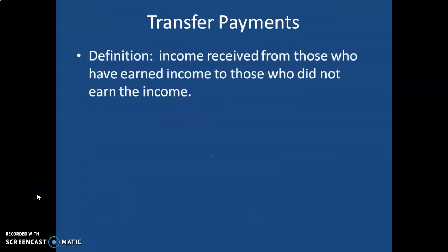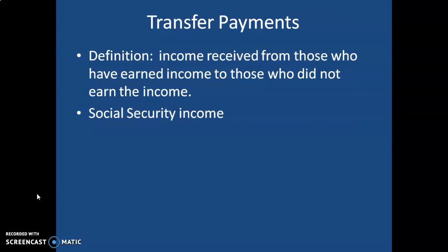Finally, I want to talk about transfer payments. Transfer payments are income received from those who have earned the income to those who did not earn the income. Let me restate that. We receive income from our productivity, but then we transfer our income to someone else. Those are called transfer payments. And that would include things like your Social Security income. When you retire, you receive Social Security income. That's basically your retirement income.